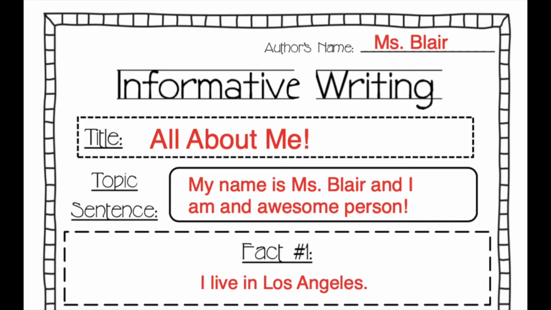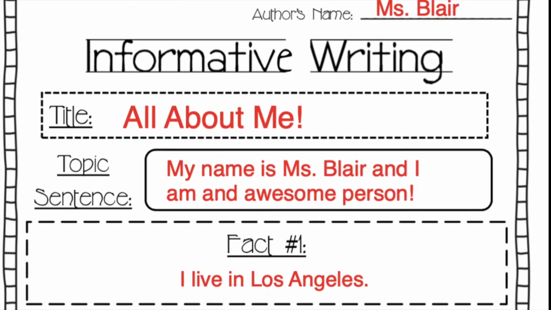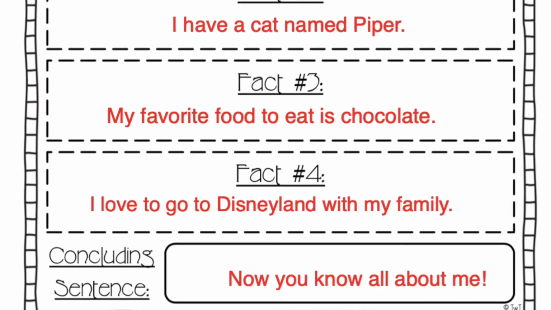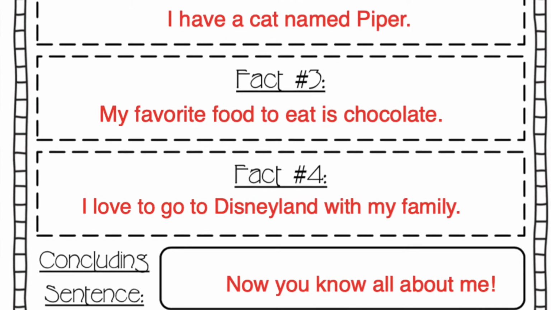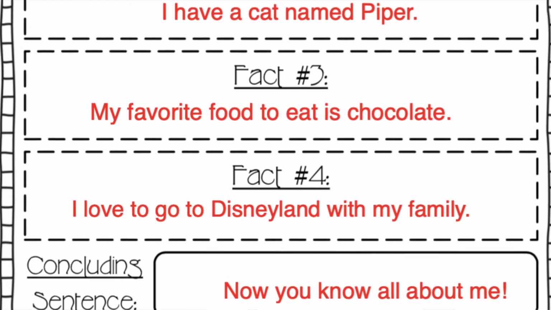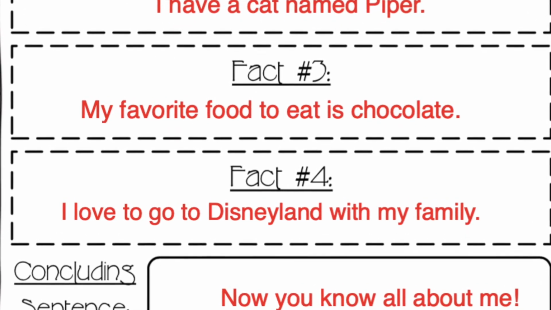So I'm going to write these 4 facts. I wrote, I live in Los Angeles. I have a Persian cat named Piper. My favorite food to eat is chocolate. And I love to go to Disneyland with my family. So there's the start of my All About Me book. I have my topic sentence and my 4 really good facts.